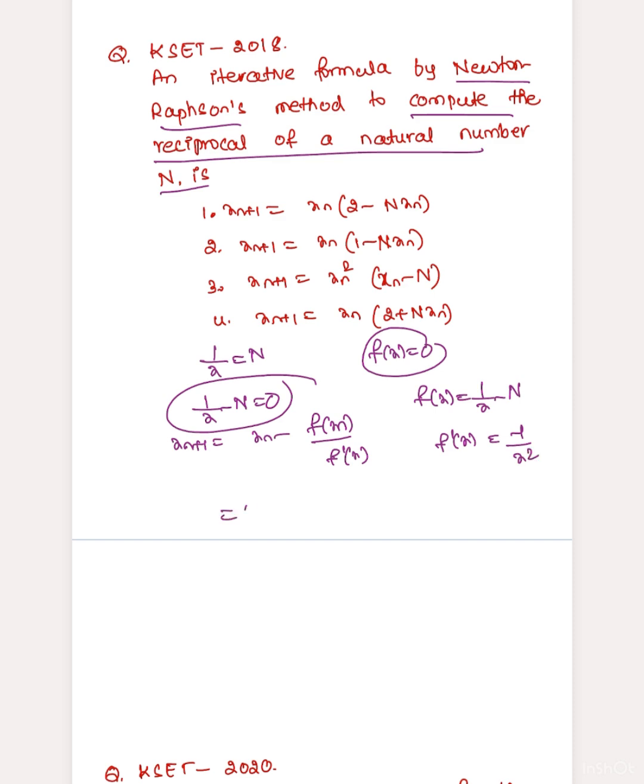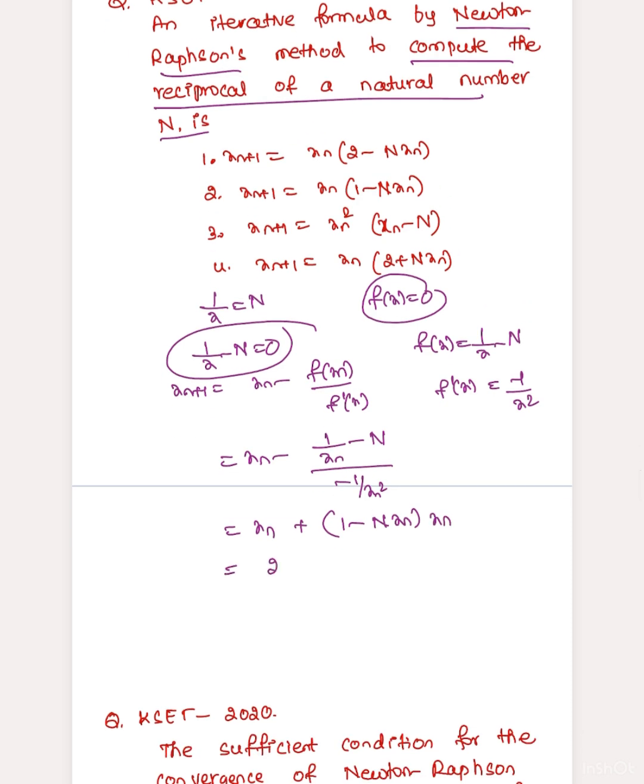Just putting this, xn minus f of xn will be 1 by xn minus n divided by minus 1 by xn square. So this will be equal to xn plus 1 minus n xn into xn. So we can rewrite it as 2xn minus n xn square. We can take xn common, xn into 2 minus n xn. Xn plus 1 is equal to xn into bracket 2 minus n xn. So it is observed in option 1. Therefore the correct option is option 1.